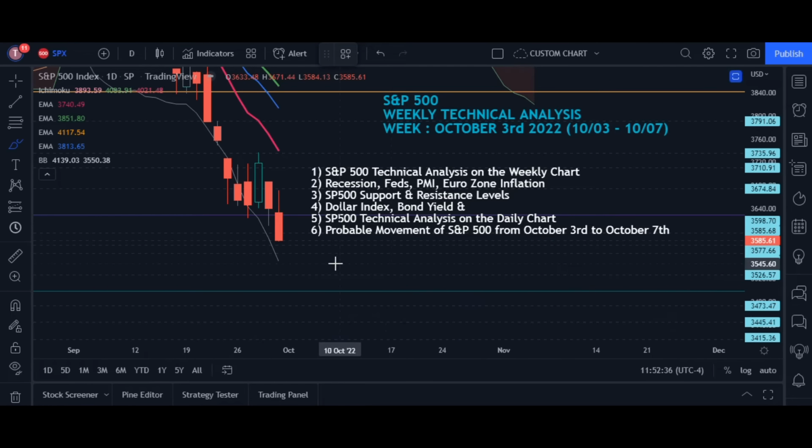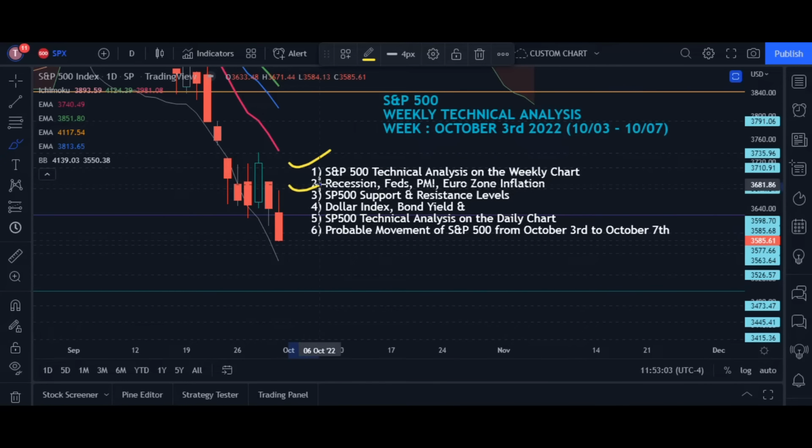Now guys, let's discuss the agenda of this S&P 500 weekly technical analysis. So the agenda is simple, and as usual we are going to discuss, number one, the S&P 500 technical analysis on the weekly chart. Why the weekly chart? Because we want to know what is happening on the broader scale. This is the hawk eye view, right?